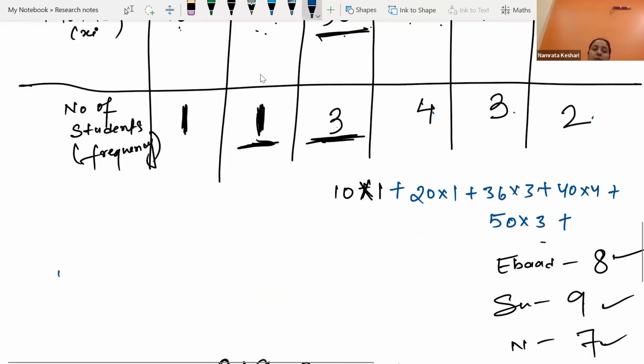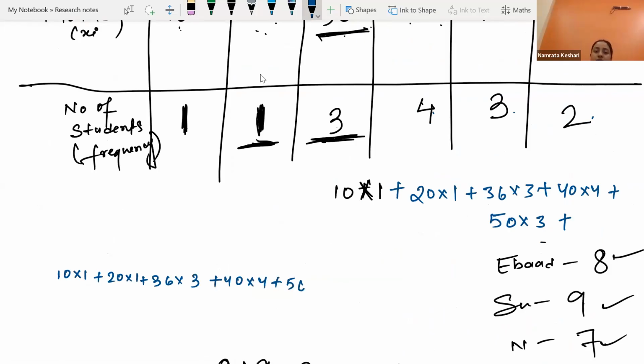So first we'll be doing the multiplication like this: 10 into 1, then 20 into 1, then 36 into 3, okay, then 40 into 4, then 50 into 3, then 56 into 2. Okay, this is how we'll be doing the multiplication, divided by how we have added the number of students. Okay, 5 students were there in our case, in our batch today, so I have divided by 5.